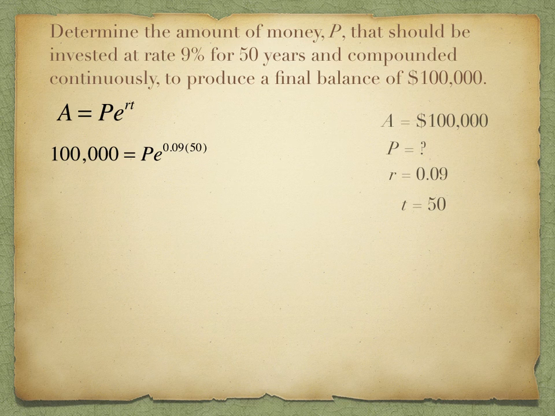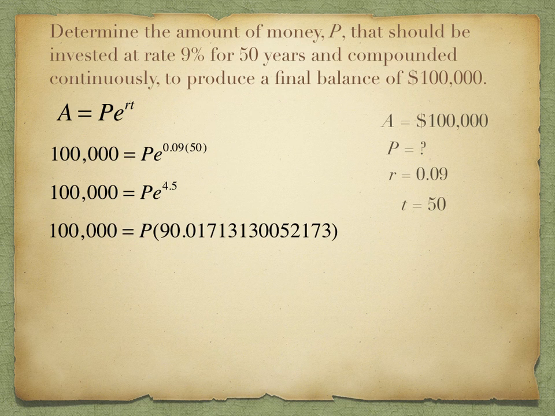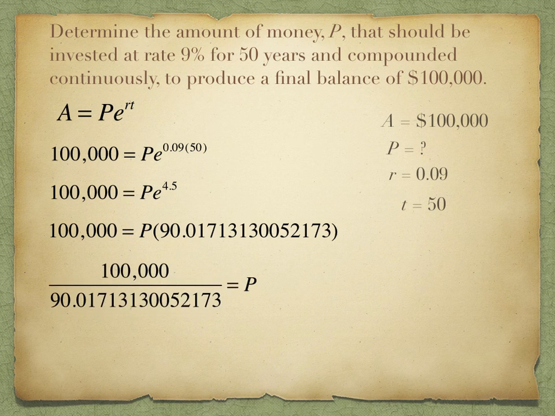Substitute in our values into our formula. And we'll simplify the product there, 0.09 times 50. Now we can use our calculator to raise e to the 4.5 power. And to figure out the amount of principal needed, we'll do this division problem. And this amount of principal is significantly lower than the previous example.